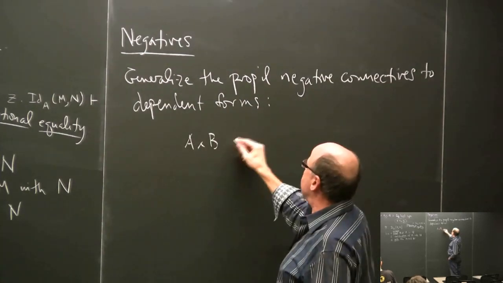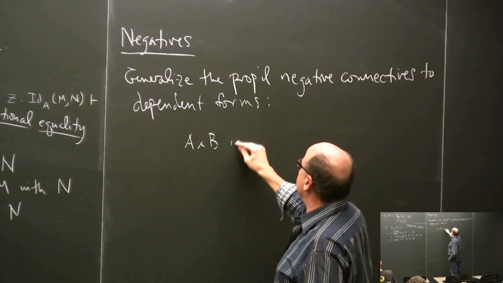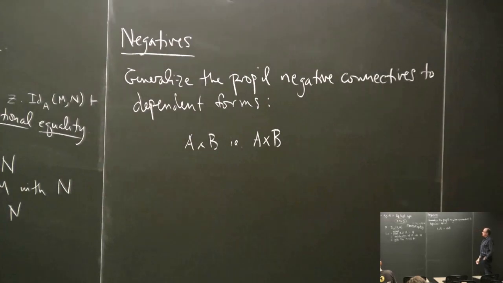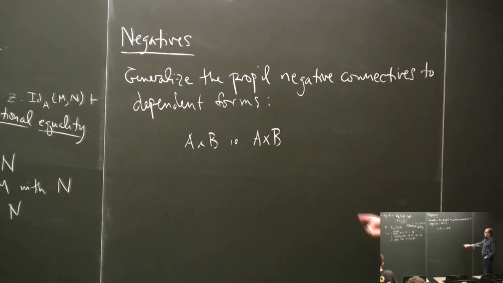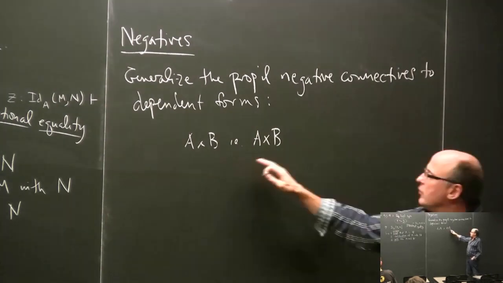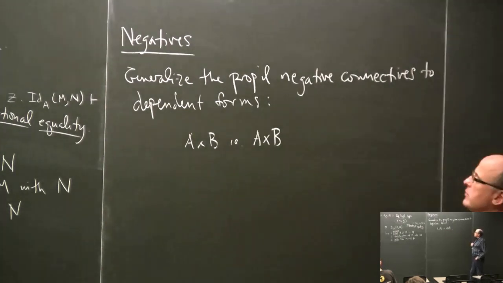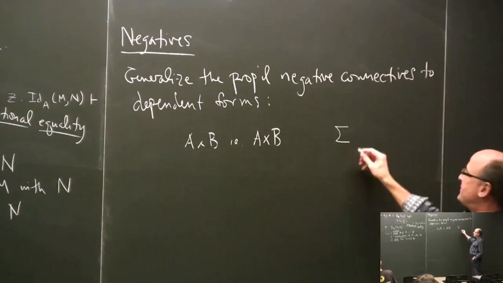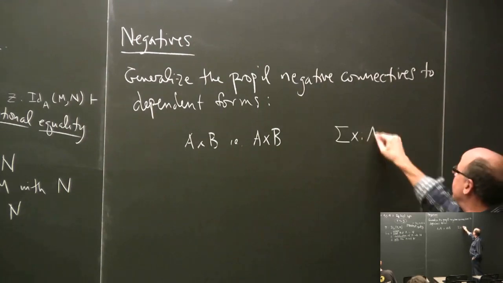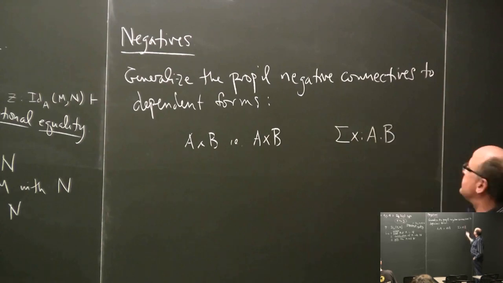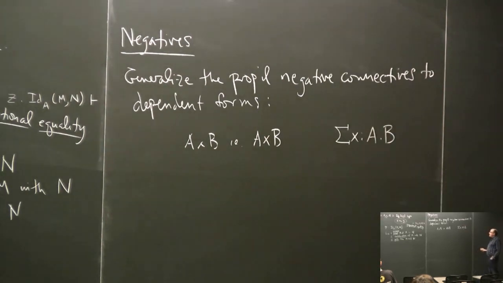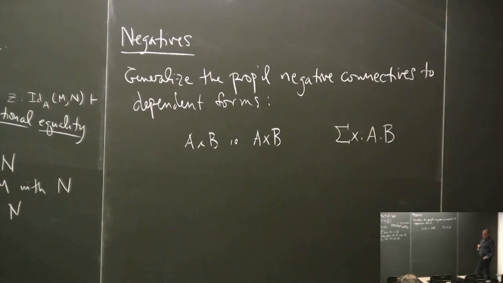which is the same as A cross B. By now we're just going to switch back and forth between logical and type theoretic notation according to how the mood strikes us. So we're going to generalize the idea of a product, and now terminology. This is another one of these terminology things. This is sometimes called the sum, and it's also sometimes called the dependent product, and probably it's called other things.